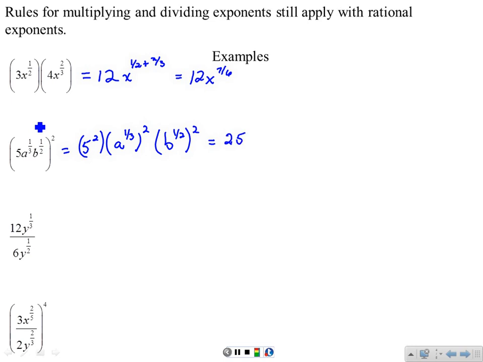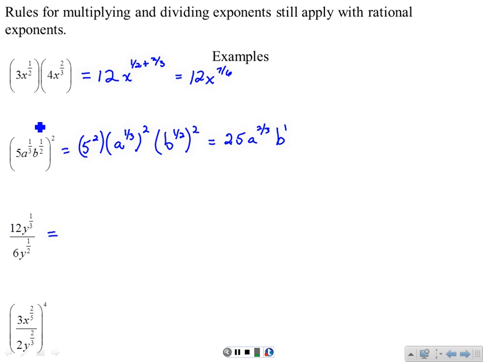Power to a power you multiply, so you're going to have a to the 2/3, and you can put that in your calculator if you need to. And then half b to the 1/2 squared. I don't really know how to say that, but b to the 1/2 squared, you're just multiplying 1/2 times 2, so I look at it as half of 2, which is going to be 1, and you don't even have to write it if you don't want to. But so your answer is 25 a to the 2/3 b to the 1st.